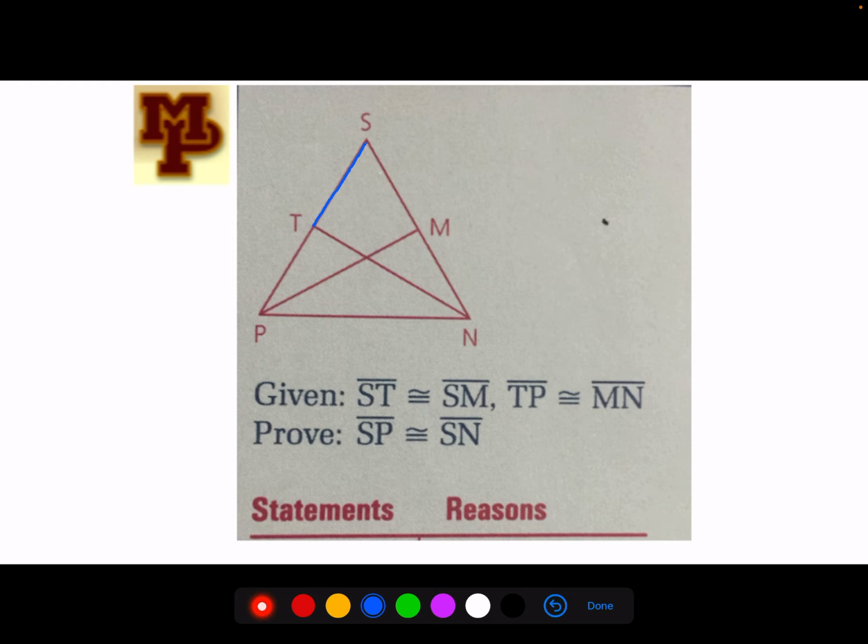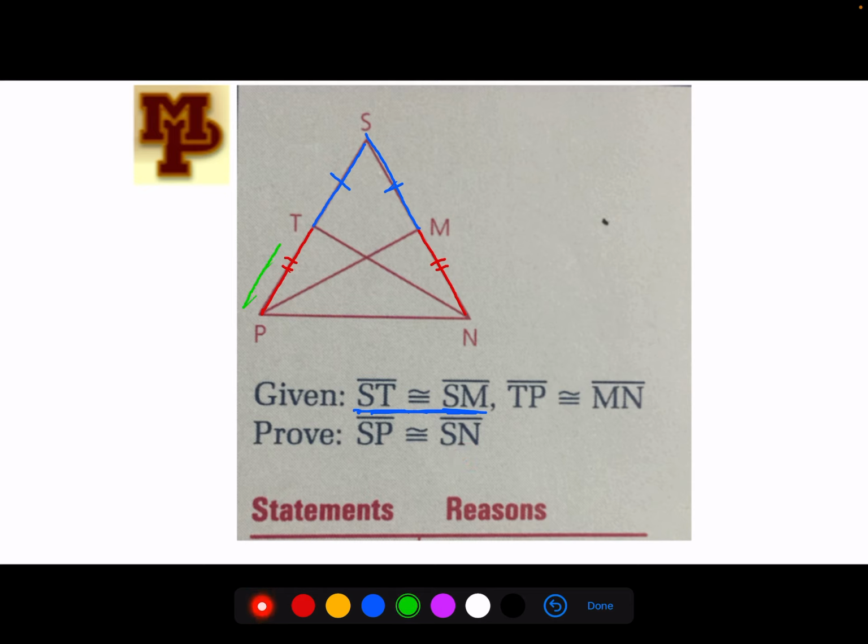so these two blue segments are congruent to each other. You can start off with that. And they also tell us that segment TP is congruent to segment MN. So TP and MN are also congruent to each other. So we have those two sets of congruent segments. They want us to prove that SP is congruent to SN.